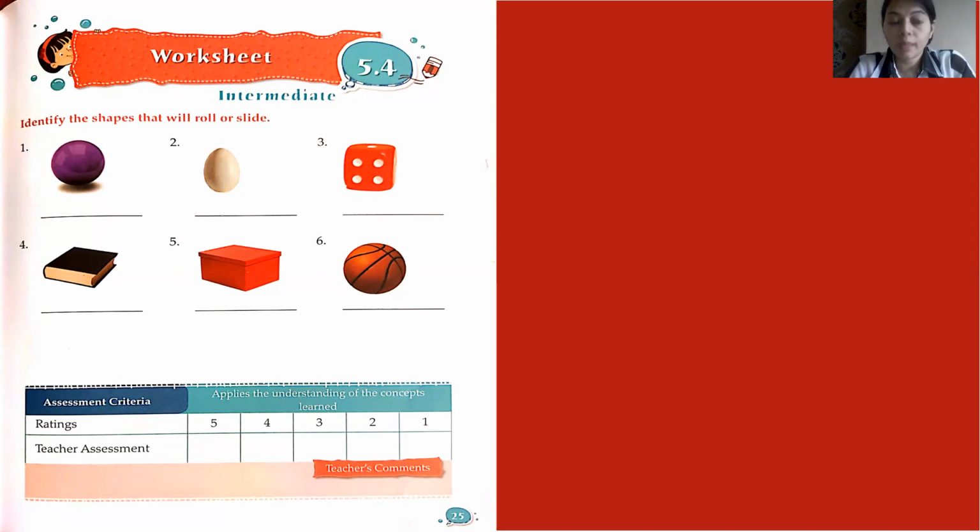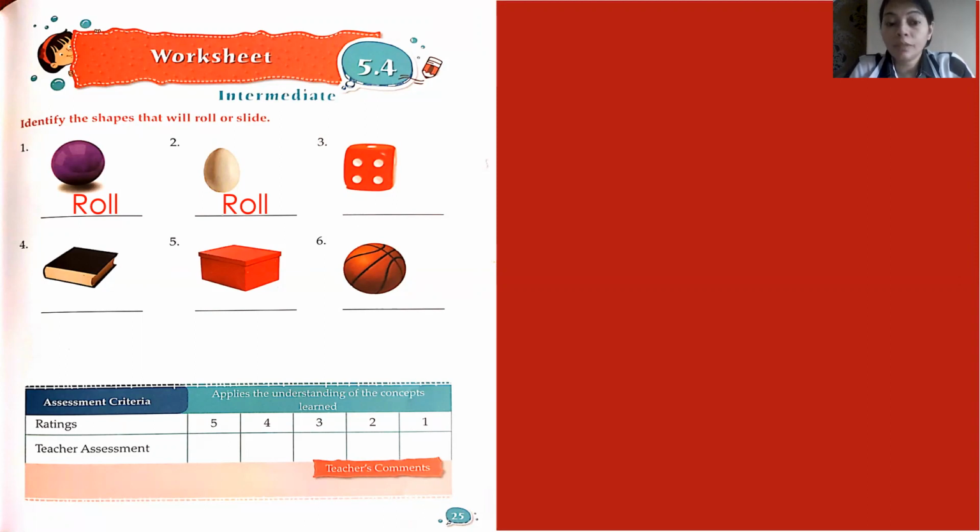So the first one is that purple ball, and that ball has curved surface. So it will roll. So what is the answer of first? Roll. R-O-L-L, roll. The second one is egg. An egg also has curved surface. So again the egg also, answer is roll. It will roll. R-O-L-L, roll.